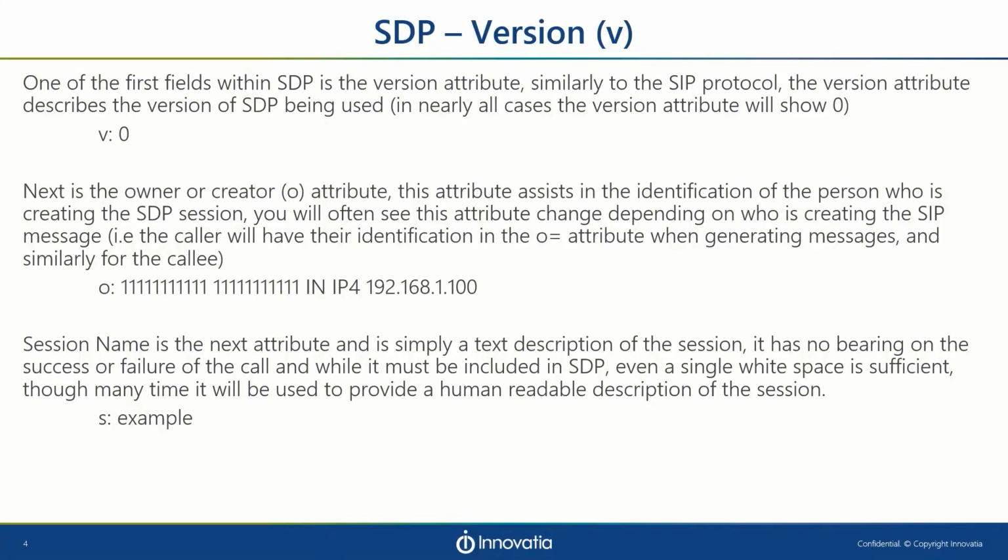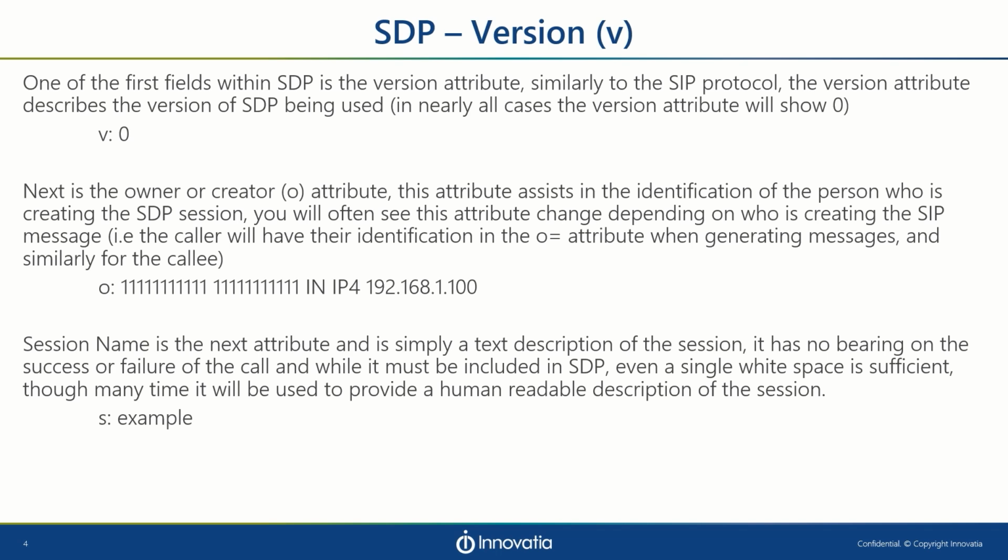After the version attribute, you have what's called the owner or the creator of this particular SDP message. The owner or creator attribute is going to uniquely identify the owner or the generator of this particular packet. Generally speaking, the way this identification works is you're going to have some numeric string, and this numeric string can be something as simple as an extension. It could also be something like a DID number, but it basically is just a numeric representation of the owner or the creator of this particular session.